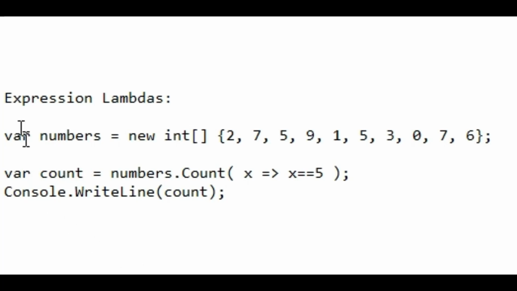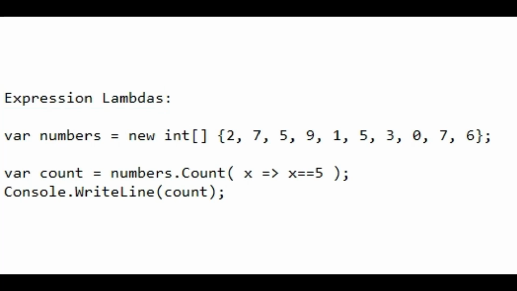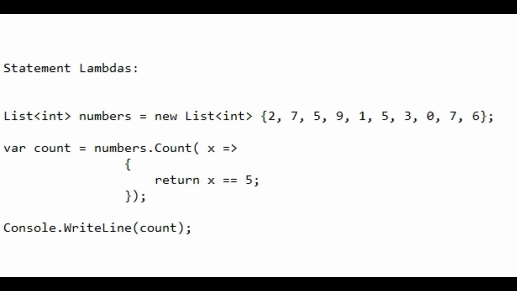Expression lambdas are lambda expressions where the body, the right-hand side, is an expression, such as x multiplied by x in the example we saw earlier. Statement lambdas are lambda expressions whose bodies are blocks of code. Let's look at the two most common situations where you'll use lambda expressions: in LINQ expressions and to define delegates.